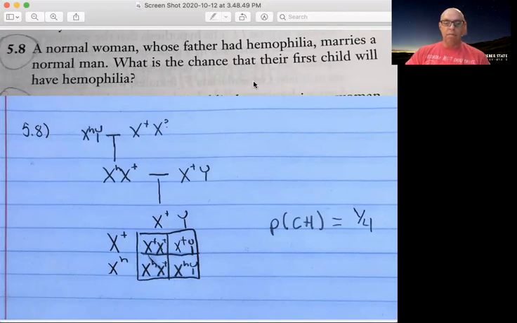Then go to the last part, marries a normal man. Since it's an X-linked condition, you do the genotype here, XY. And since it's X-linked, he has to have the wild type allele here.